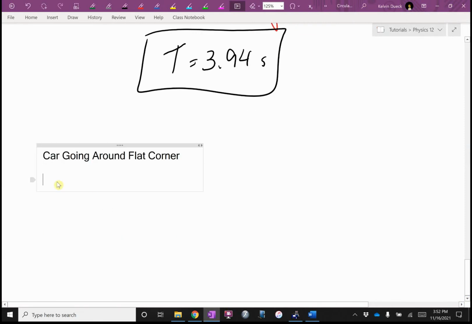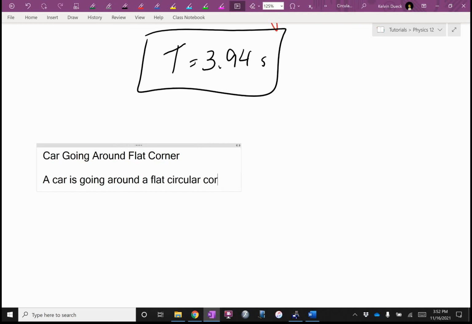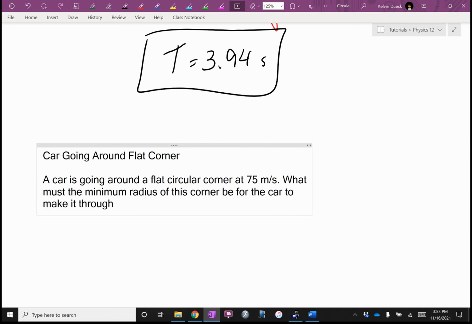I would probably not even give you a picture. I would probably say something like this. A car is going around a flat, horizontal, flat circular corner at, I don't know, how fast in meters per second? Deegan, give me a number. Holy smokes. Okay. What must the minimum radius of this corner be for the car to make it through safely?